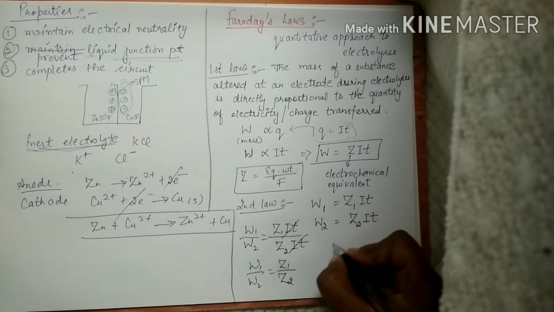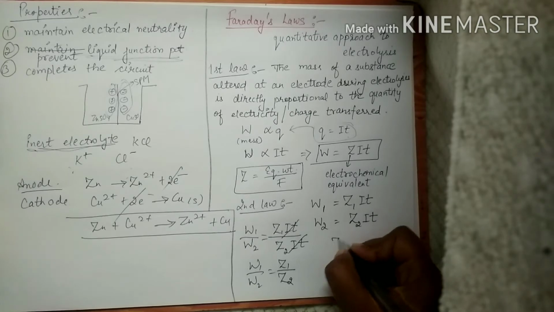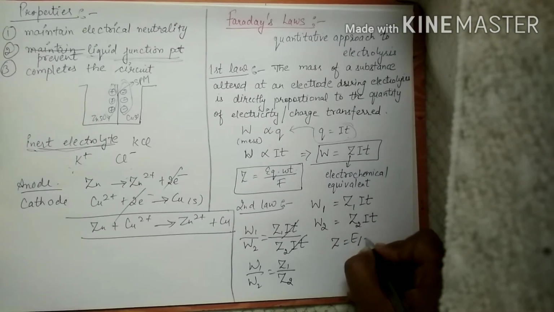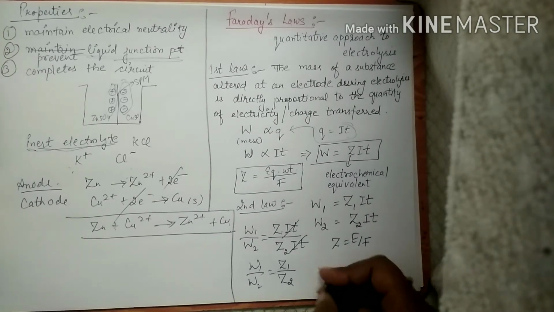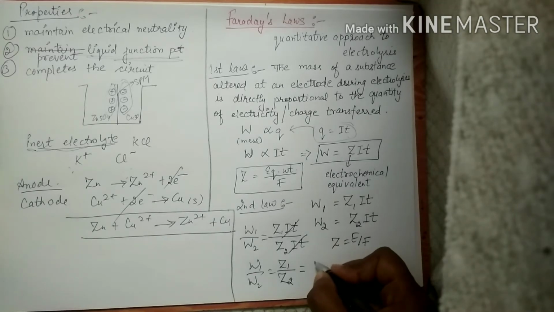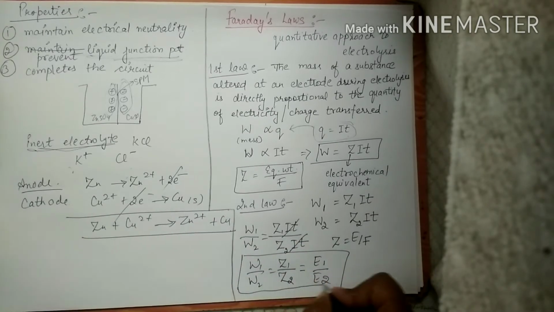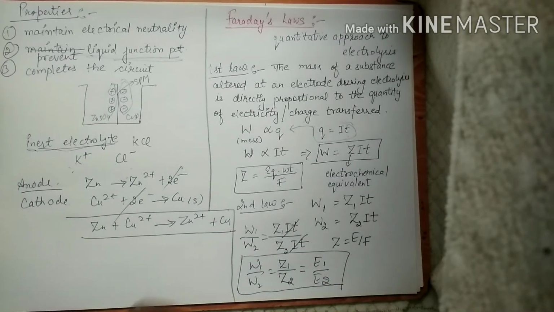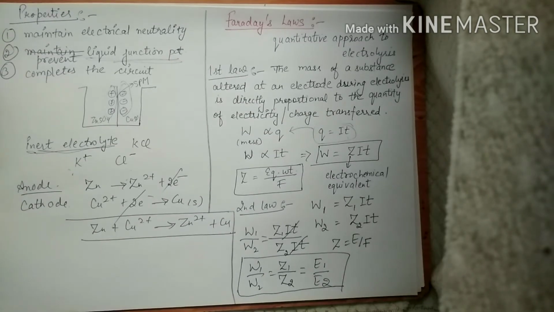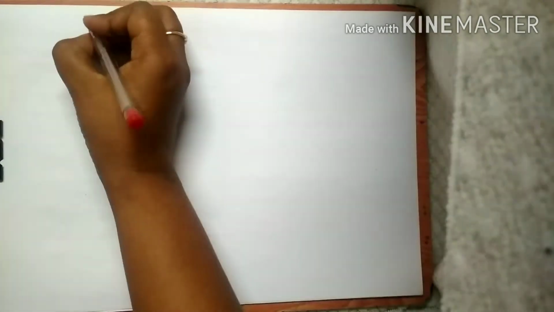Also we know that Z is equals to E upon F, right? So we can also get W1 upon W2 is equals to E1 upon E2. Okay, this is the second formula which is derived from the second Faraday's law. Here capital E is your equivalent weight. So now we'll move on to the topic of conductance.